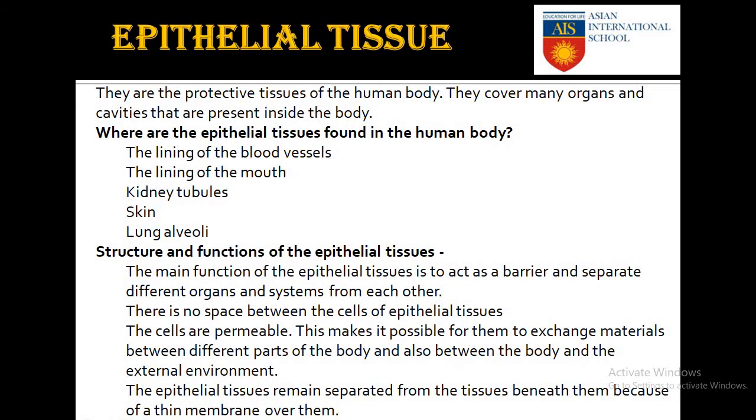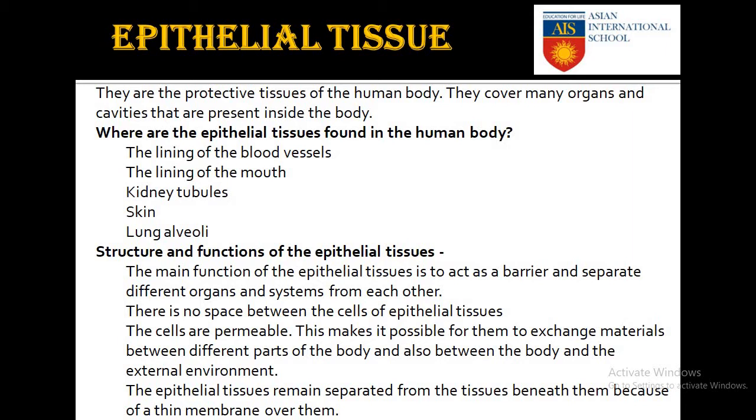Now, epithelial tissue. Epithelial tissues are the protective tissues of the human body. It generally covers all the many organs and cavities that are present inside the body. Now, where are these epithelial tissues found? What is the location of this epithelial tissue? The lining of the blood vessels, the lining of the mouth, kidney tubules, skin, lung alveoli.